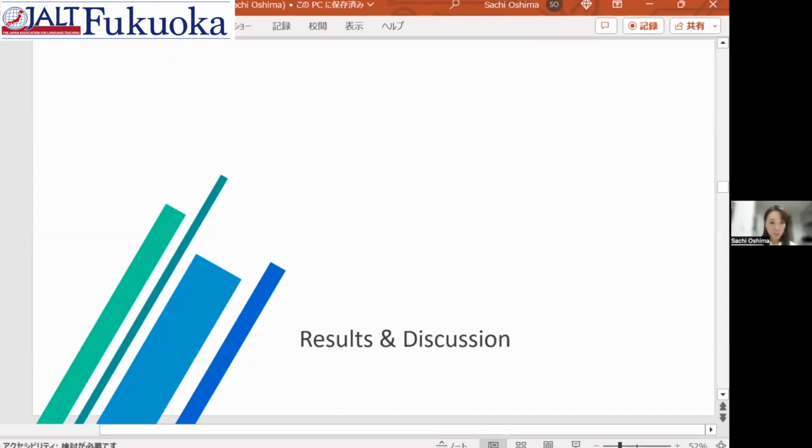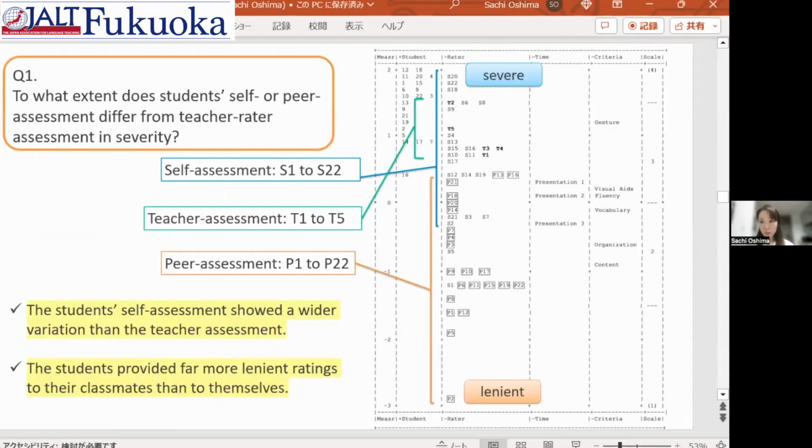And the results. Because today's presentation is practice-oriented, I won't explain so much about the results of the statistical analysis, but I would like to show some visuals. The first result is the differences among student self-assessment, teacher assessment, and peer assessment. Some of you are familiar with Rasch analysis, the Rasch statistical way, or some of you are not.